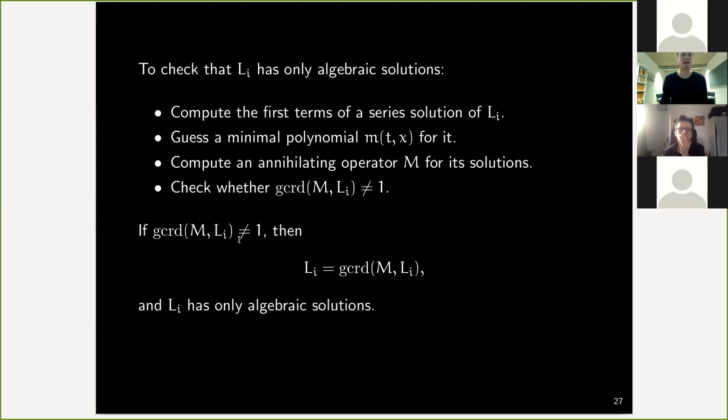So, of course, this does not always work. For instance, it can happen that the minimal polynomial is so big that you cannot compute sufficiently many initial terms of the series solution. And it can also happen that the operator does not have any non-trivial algebraic solutions. So the next question is, how can we show that the solutions are different from zero transcendental?